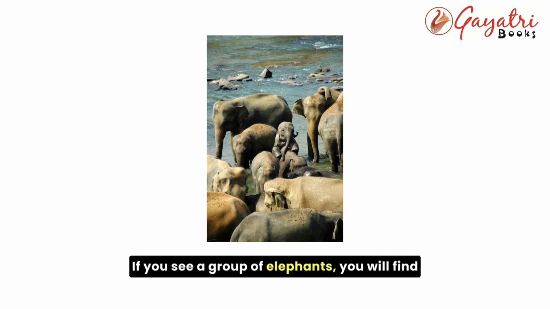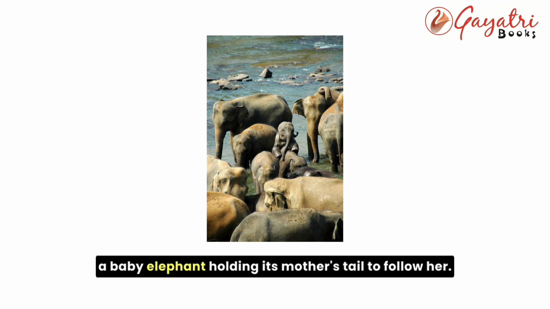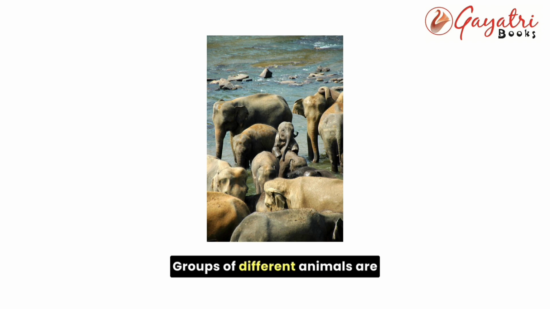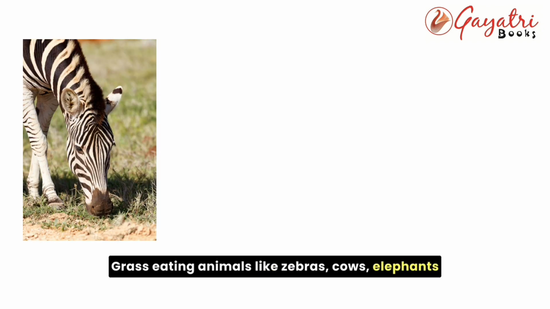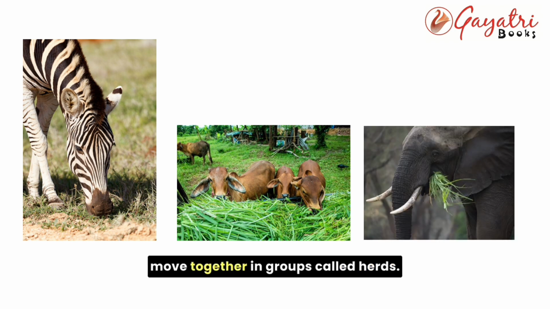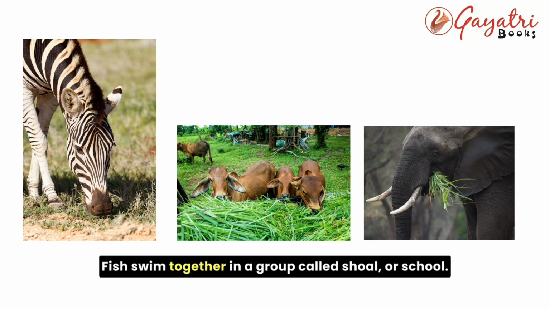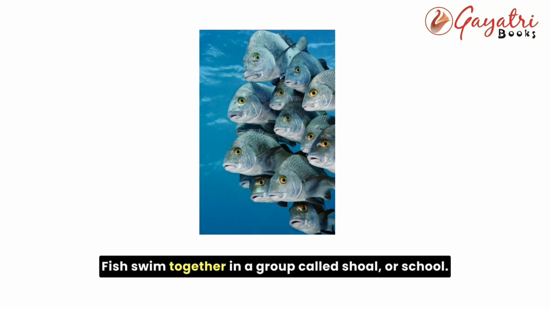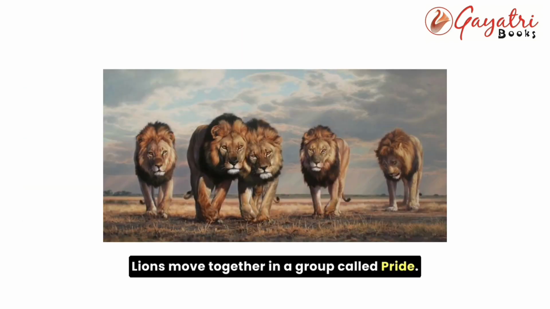If you see a group of elephants, you will find a baby elephant holding its mother's tail to follow her. Groups of different animals are called by different names. Grass-eating animals like zebras, cows, elephants move together in groups called herds. Fish swim together in a group called shoal or school. Lions move together in a group called pride. These groups are generally led by a leader who takes all the major decisions for the group.